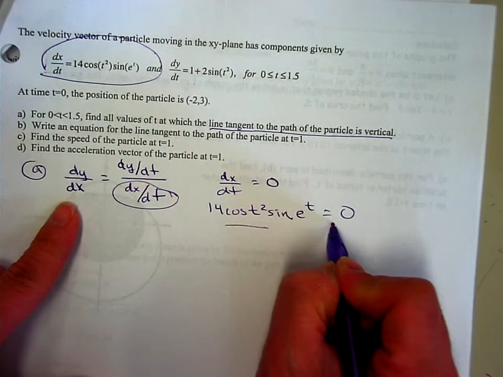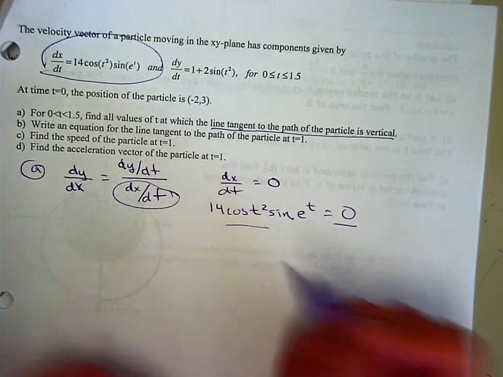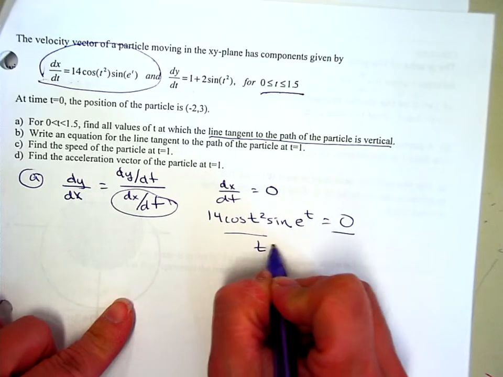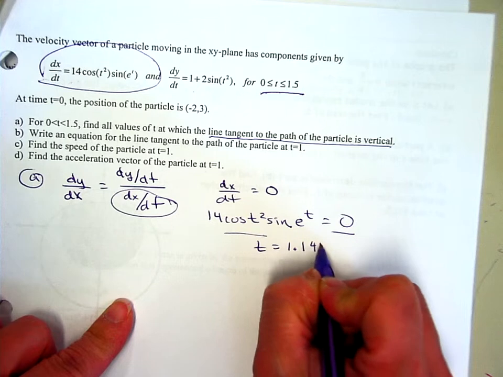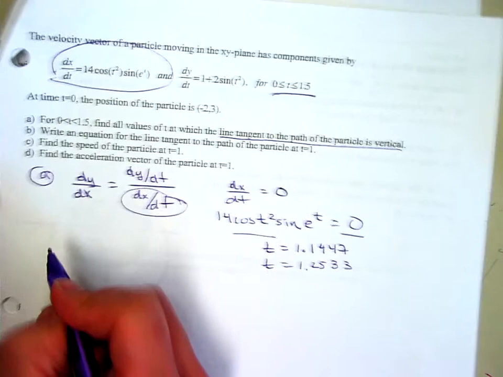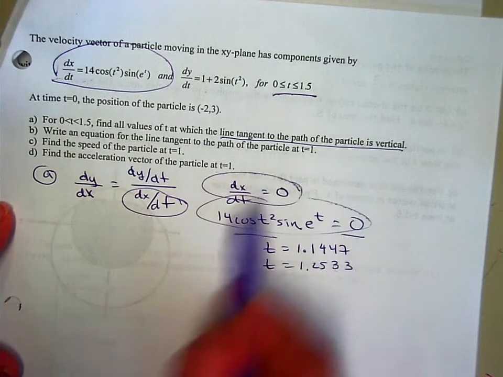y1, y2, find the intersections, and they tell you they only want to look at your t value from 0 to 1.5. There are two places where this occurs. 1.2533. Okay, so you want to show them either this or this. That's your setup, and then use your calculator.